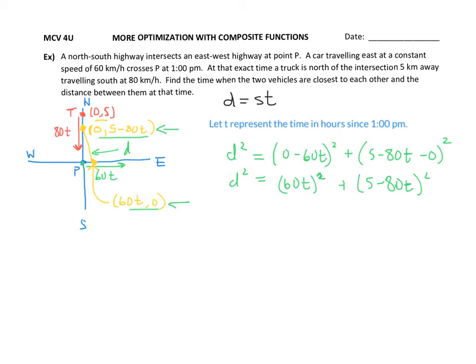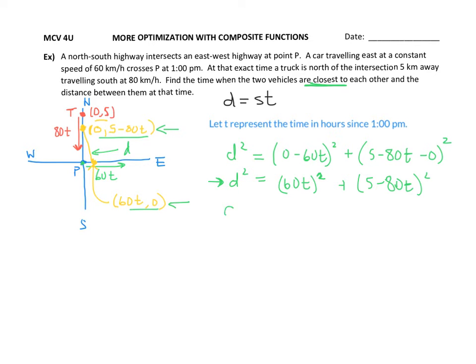Now we want to know when the vehicles are closest to each other, so we want that distance to be a minimum. We want to take this function here and minimize it. Now, before I actually do that, I'm going to explicitly solve for d. I'm going to put d is equal to the square root of this. I also am going to simplify what I have written here.